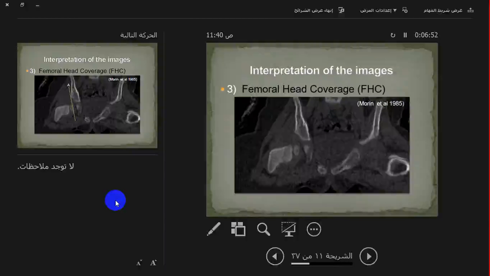Femoral head coverage was also looked at, and this was a modification of what Morin described on ultrasound in 1985, where 3 lines were drawn. A line was drawn along the outer aspect of the acetabulum, parallel to the iliac bone.